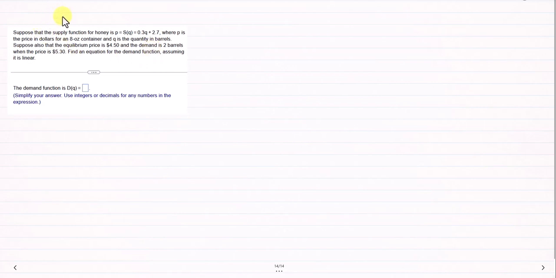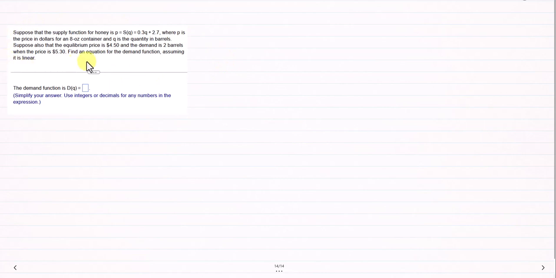Suppose that the supply function for honey is given as P equals S of Q equals 0.3Q plus 2.7, where P is the price in dollars for an 8-ounce container and Q is the quantity in barrels. Suppose that also the equilibrium price is $4.5 and the demand is 2 barrels when the price is $5.30. Find the equation for the demand function assuming it is linear.